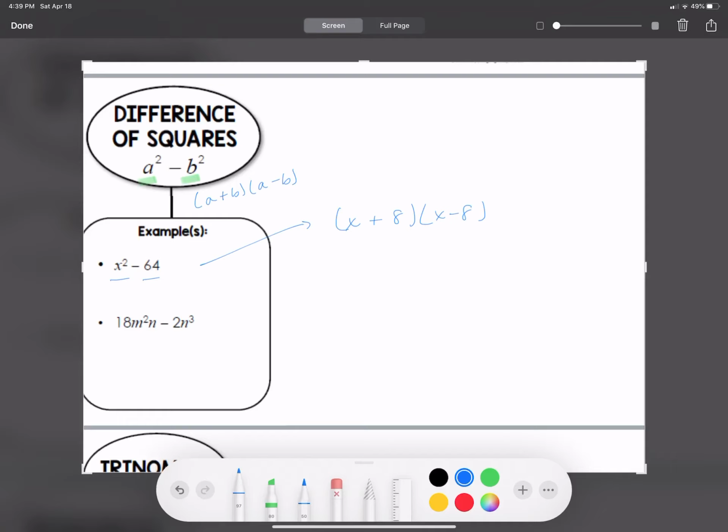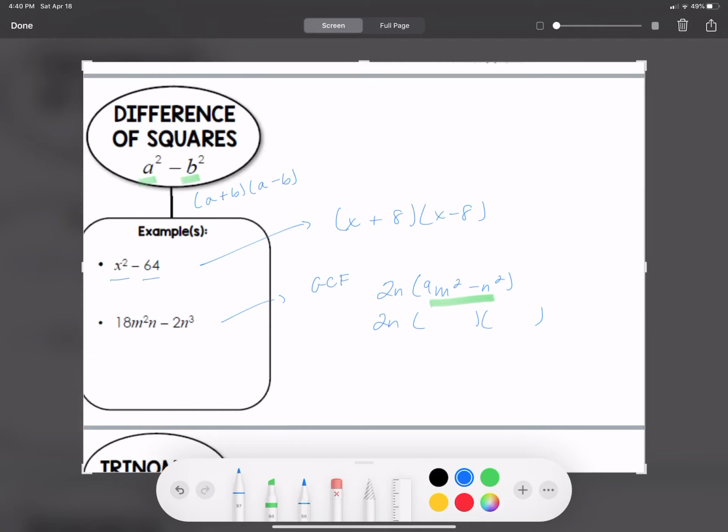In the second example, we must take out a GCF first. So I can take out a 2n. If I take out a 2n, I'm left with 9m squared minus n squared. What I'm left with is a difference of squares, a perfect square minus a perfect square. So I am not done factoring this polynomial. So I still have my 2n out in front.